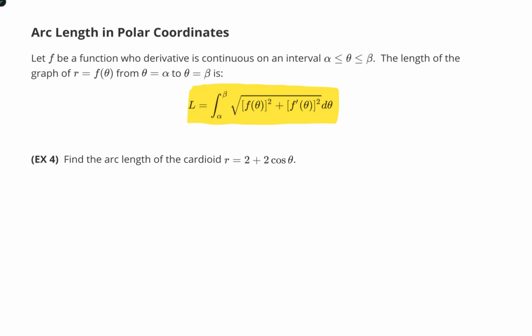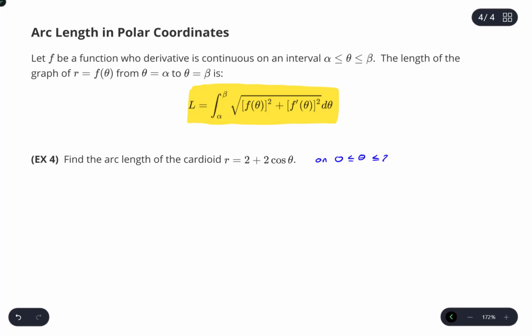So let's find the arc length of the cardioid r equals 2 plus 2 cosine theta. And this should have an interval to work with, so let's just go from 0 to 2 pi. Oops, 2 pi I meant to write, obviously. Okay, so let's find this arc length. The first thing that we'll do is just set up based on the problem given.